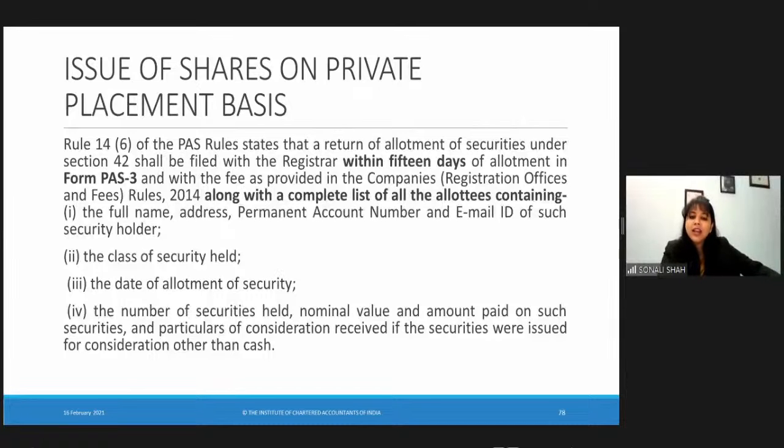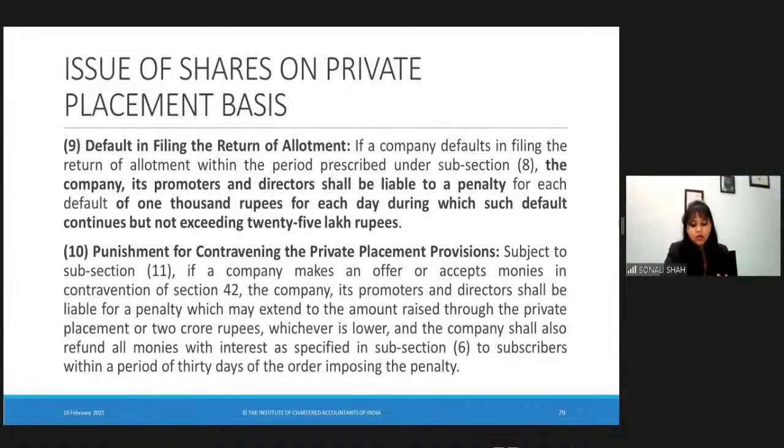So, what is the requirement when the return is to be filed? The return will be filed in Form PAS-3 along with the fee. It will contain the details of the allottees like name, address, PAN number, email ID, the class of securities held, the date of allotment of securities, the number of securities, the nominal value, the amount paid, and the particulars of consideration received. All this information goes into the filing, right?